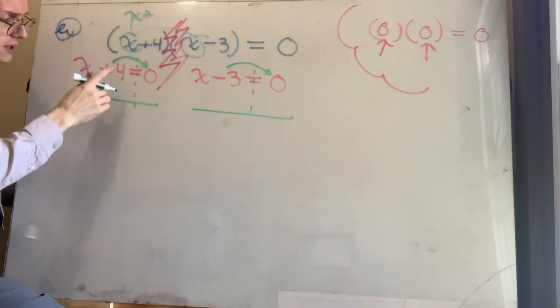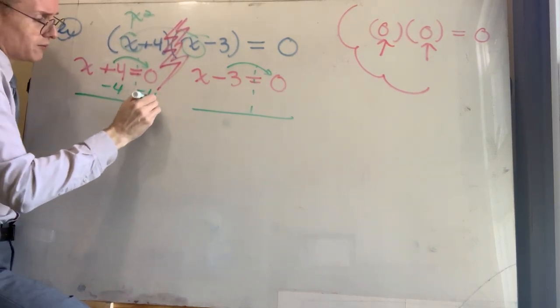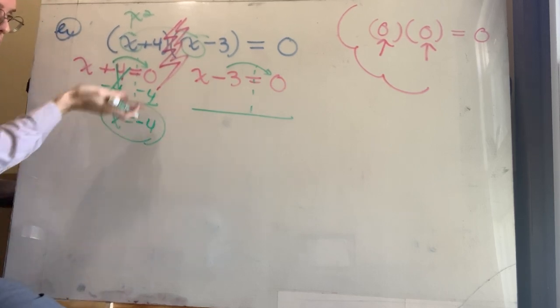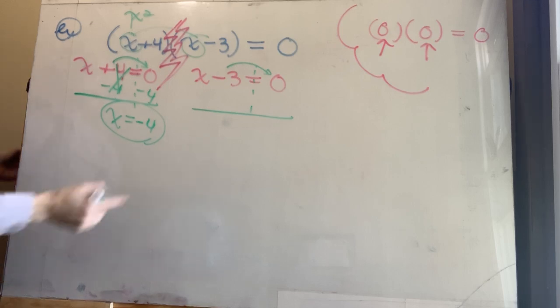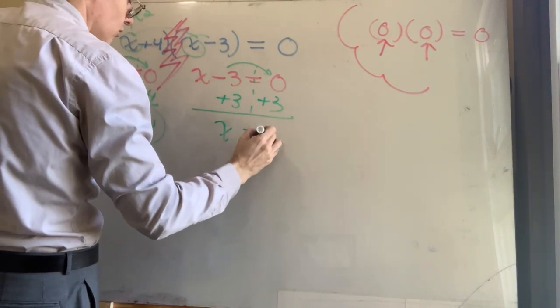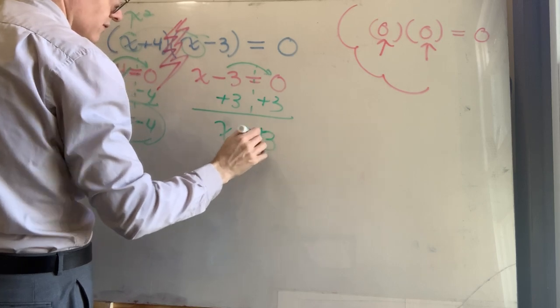What is the opposite of adding 4? Subtract 4, subtract 4, these cancel. And then you end up with x is equal to negative 4. In one instance, that's what it could be. In this case, you add 3, and you add 3, and you have x is equal to 3. You can put a positive sign if you like.